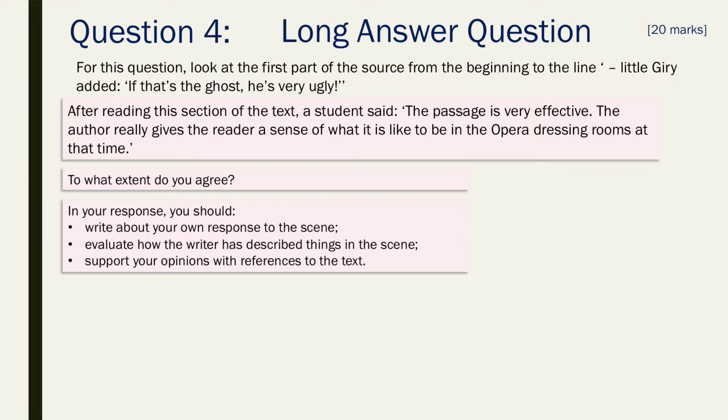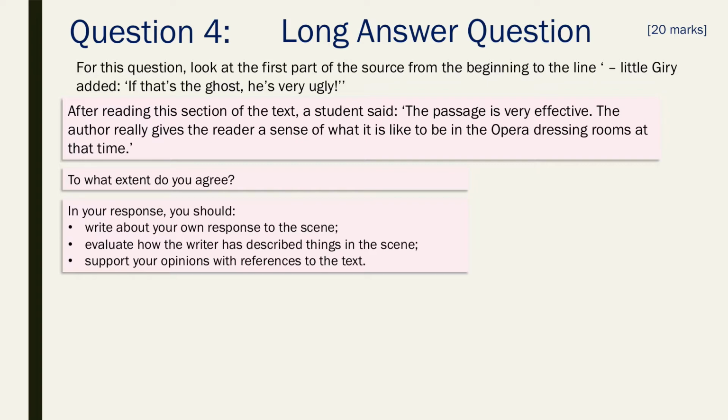Okay, so your task now is to, as we say, always agree with the statement that the passage is very effective and that the author really gives the reader a sense of what it's like to be in the dressing room at this time. So what you should do as you agree to this statement in your answer is write about your own response to the scene.